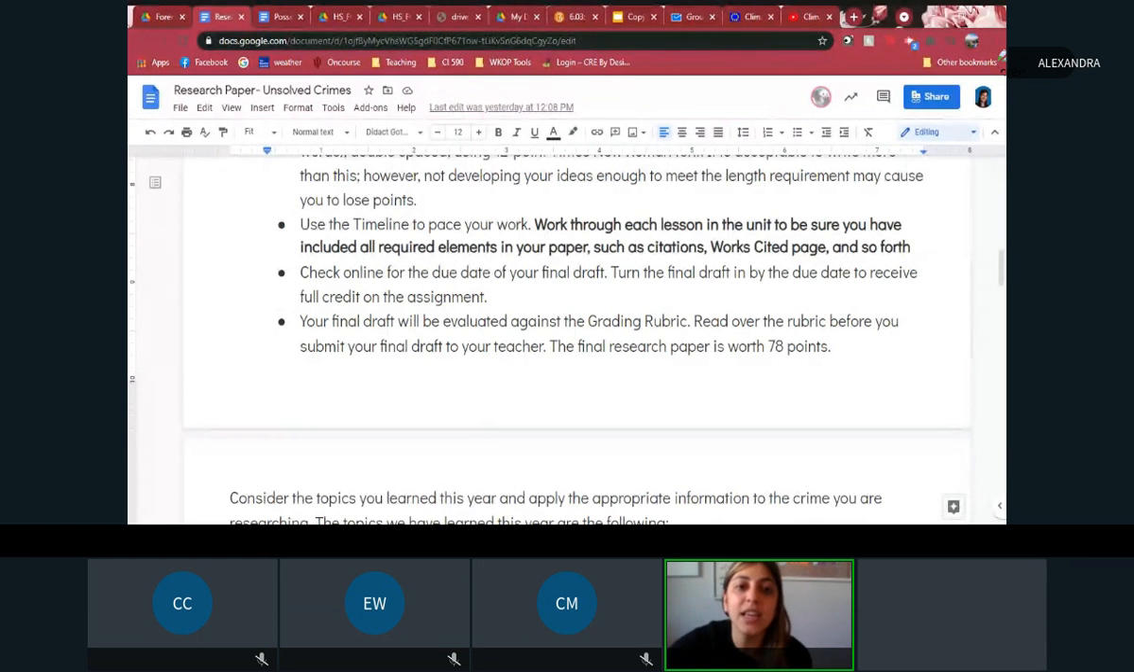You have the timeline so that you can pace your work. Again, I have it here bolded. Work through each lesson in the unit to be sure you have included all the required elements in your paper, like citations, works cited page, and so on.